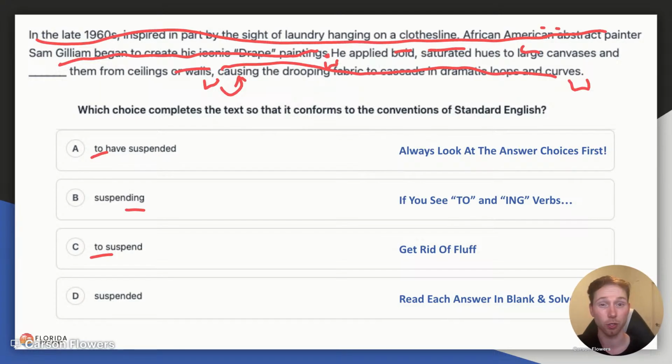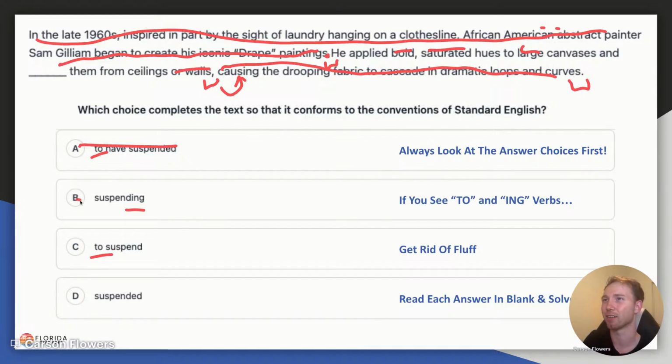And now I'm going to read in each answer choice and choose the one that sounds the best. So, he applied hues to canvases and to have suspended them from ceilings. A little choppy, right? No, A is not going to be right. He applied hues to canvases and suspending them from ceilings.